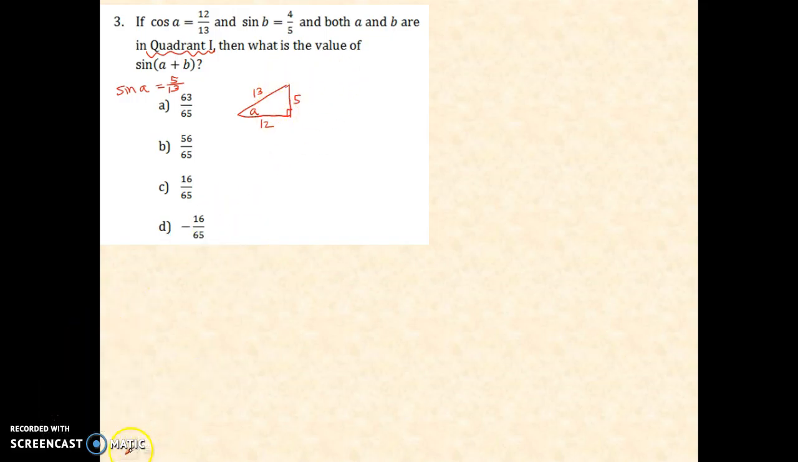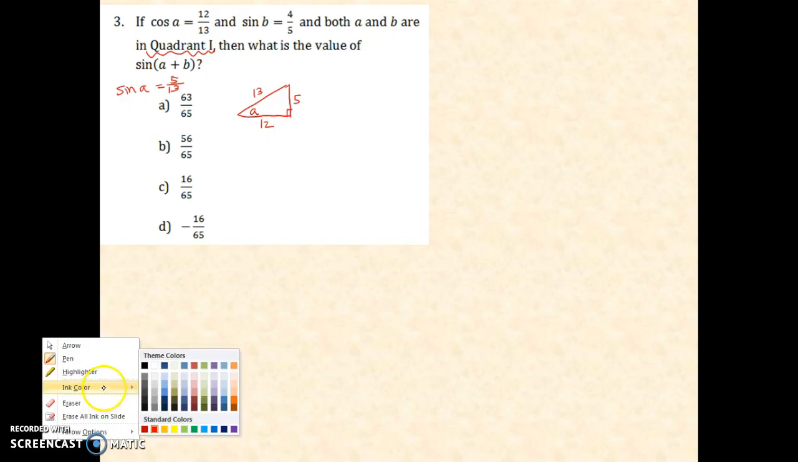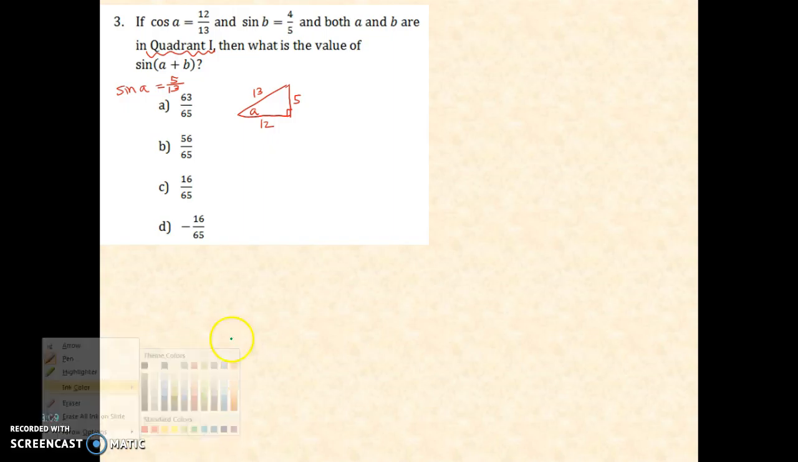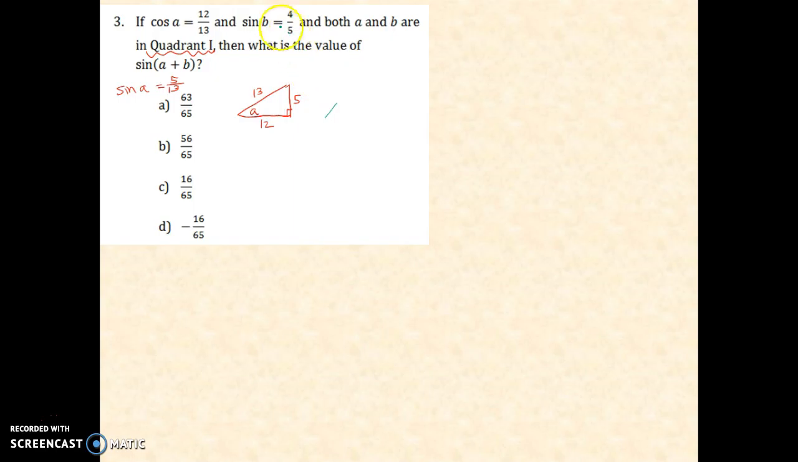So there's this other triangle. Change my ink color. There's this other triangle that has an angle B whose sine is 4 over 5. So we got this right triangle, here's this angle B. The sine of B is 4 over 5. So sine is opposite over hypotenuse, so this would be 4 and this would be 5. This is another one of our special right triangles, a 3, 4, 5. And if you didn't remember that, you could have, again, done the Pythagorean theorem.